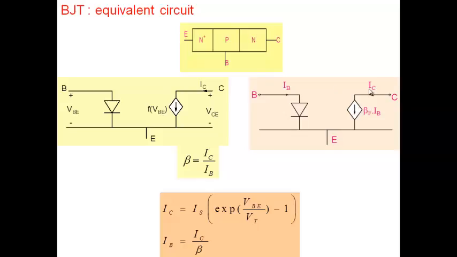Because note that IC arises due to IB here, and IB is linked with the diode here, so we expect IB to be an exponential function of base-emitter voltage, and therefore IC is also an exponential function of base-emitter voltage. So we write IC as some saturation current times exponent of VBE by VT minus 1. That's how we write IC, and then IB, of course, in active mode is IC by beta. All right, so that's how the transistor can be looked upon in forward active mode.